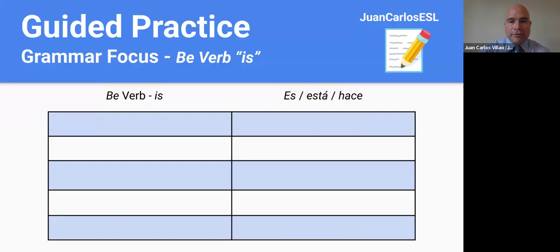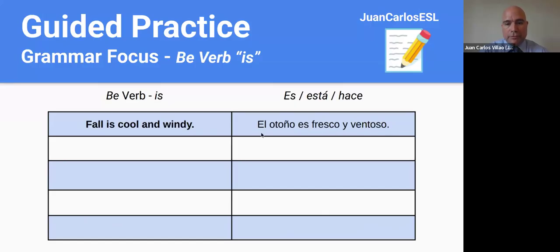All right, so that is the first slide of examples using the grammar of verb is. Here's the second slide of good grammar focus. So fall is cool and windy. El otoño es fresco y ventoso. Fall is cool and windy.